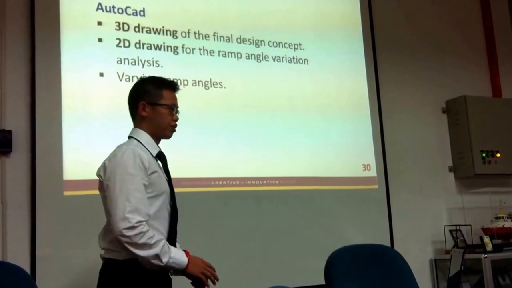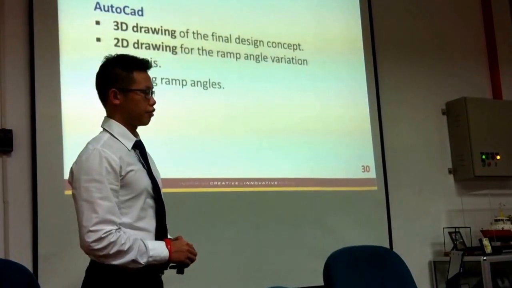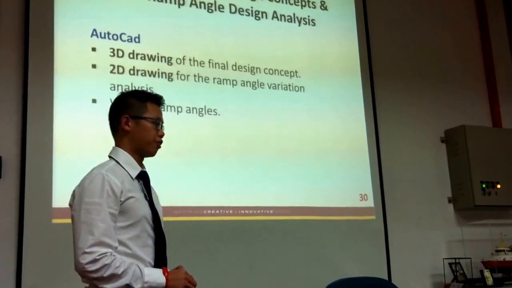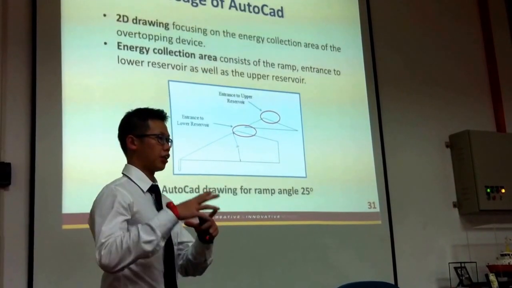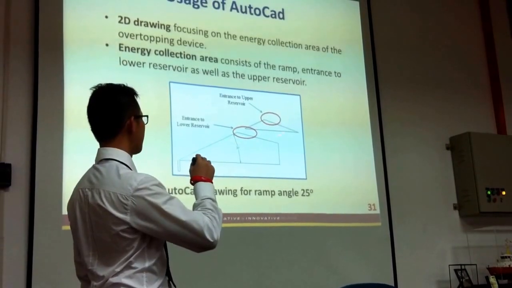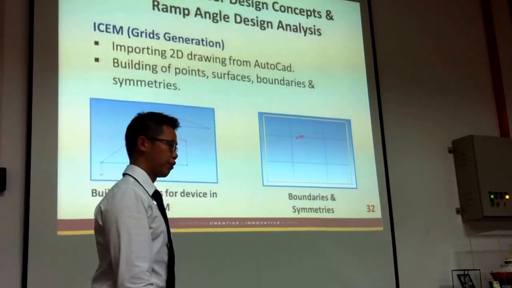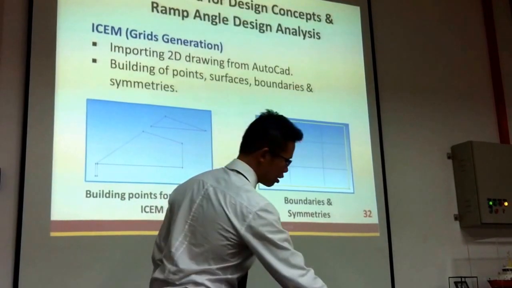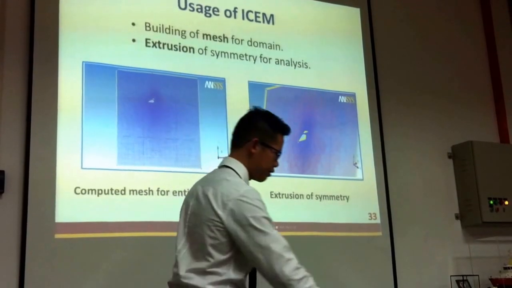So these are the tools I use for my design concept and my analysis. So I started with AutoCAD for 3D drawing for the design concept and 2D drawing for the ramp angle variation. So the 2D drawing focuses on the energy collection area, which consists of the ramp, the lower reservoir, and the entrance to the upper reservoir. And ICEM is used for grids generation. Basically, it helps to build point surfaces and boundaries. And it's also used for building a mesh for analysis and extrusion of symmetry.